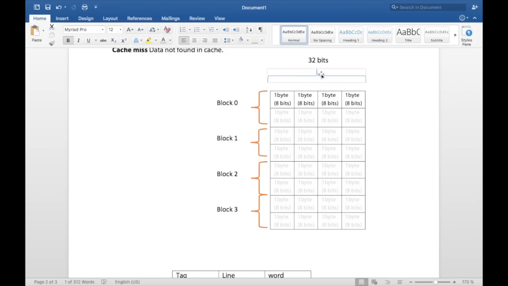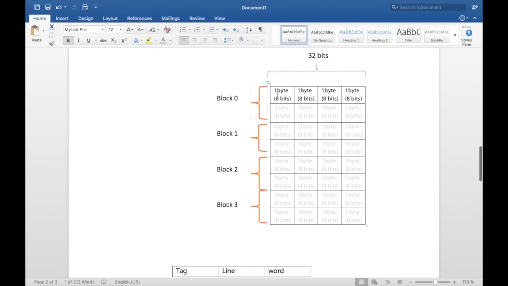Here's how it's going to look. We have 1, 2, 3, 4, 5, 6, 7, and 8 32-bit words. Each of these is 32 bits, and since there are 4 bytes in each 32-bit word, I divided it into this shape. The question says that each cache line or cache block has 2 32-bit words.